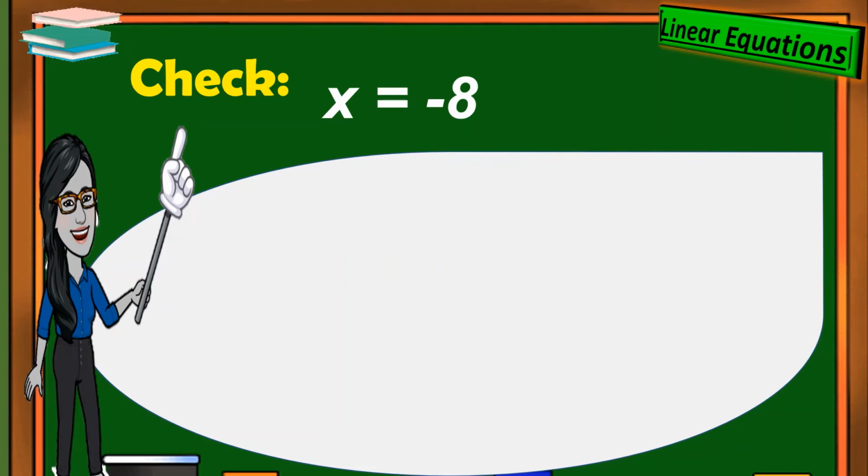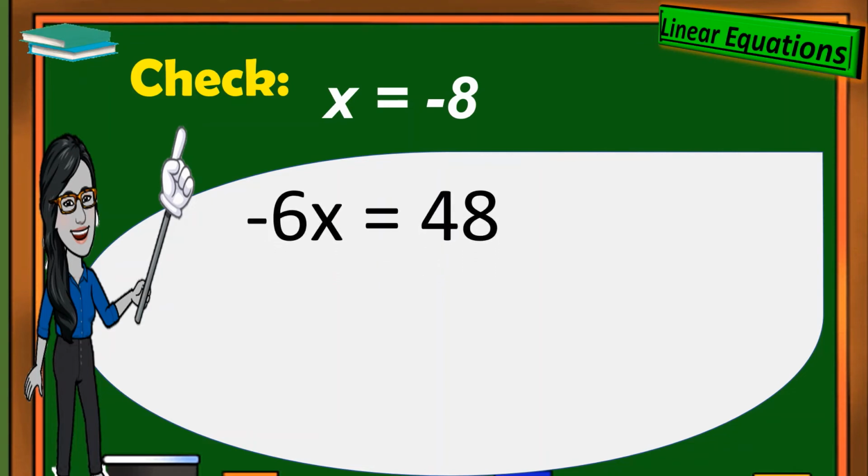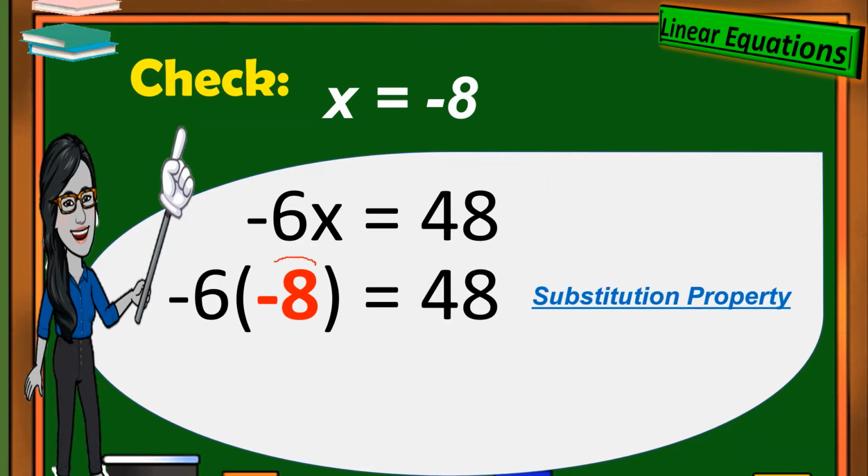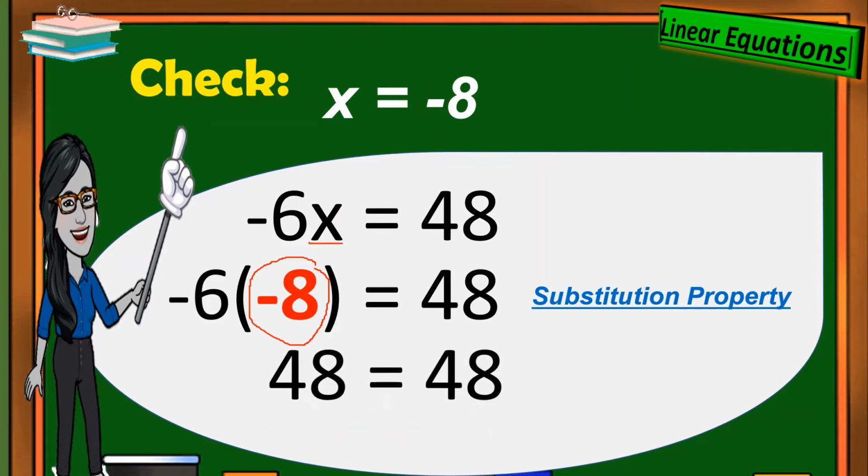Now, let us check if our answer is correct. X is equal to negative 8 ang sagot kanina. So, substitute natin sa given. So, using the substitution property of equality again, ayan, nilagay na natin siya kay x. Okay? So, negative 6 times negative 8. Tama ba? 48? Yes. Positive 48.